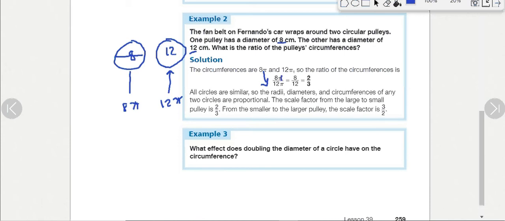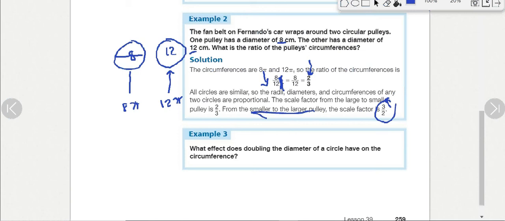You can cancel out pi's. That's why it's not even worth calculating them, because you know that they're worth the same amount. Then you're left with a reducible fraction. 8 over 12 is 2 over 3. The scale factor from large to small is 2/3. From the smaller to the larger pulley, the scale factor is 3 over 2 when you put it in that order.